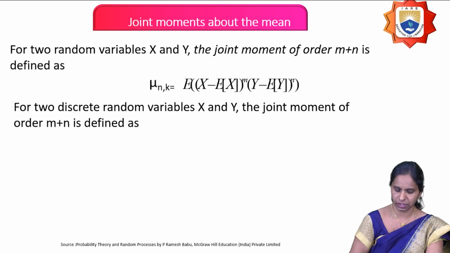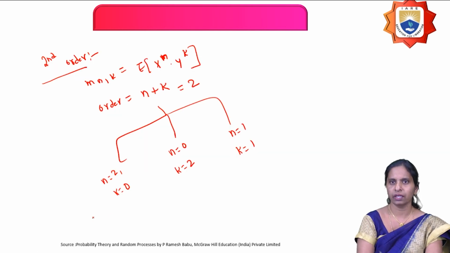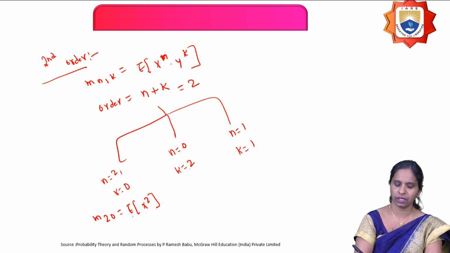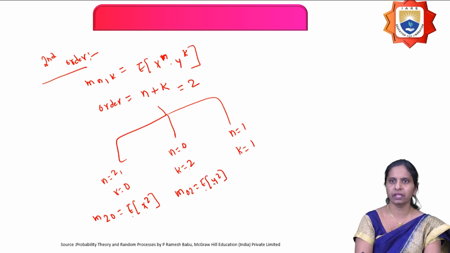Now, we'll go for the first combination. m20 is nothing but expectation of x square into y power 0. Since y power 0 equals 1, this is nothing but the mean square of the random variable x. Now, n equals 0 and k equals 2, so expectation of x power 0 into y power 2 is nothing but expectation of y square. Therefore, m02 equals expectation of y square, which is called the mean square of the random variable y.